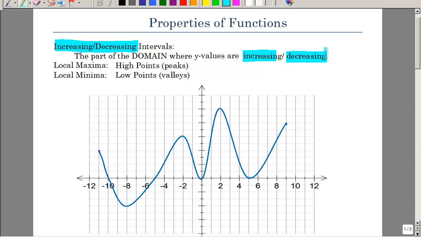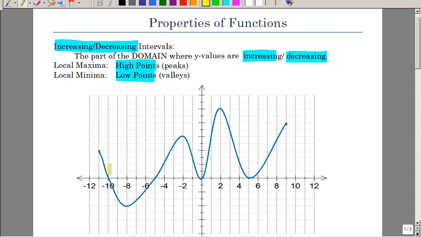Then we're going to determine the local maxima, which is the plural for maximum, which are the high peaks, that makes sense, and the local minima, which is the plural for minimum, for the low points. So let's just go through and take some colors and say, well, where are they increasing? Well, increasing just means going from left to right.